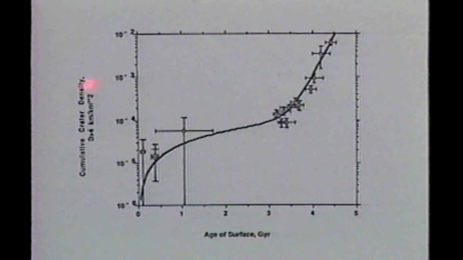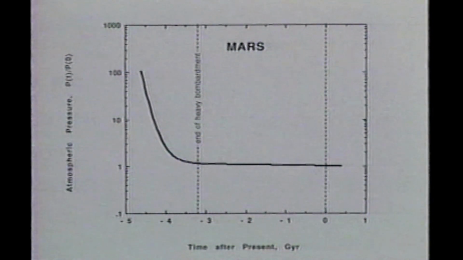Okay, here's the cumulative crater density as a result of the age of the surface. This is from the lunar curve. The heavy line is simply the fit that we used to make the calculation shown in the next slide. Again, this is for the lunar flux. Starting at a present atmospheric pressure on Mars of 6 millibars, we simply work the equation backward.